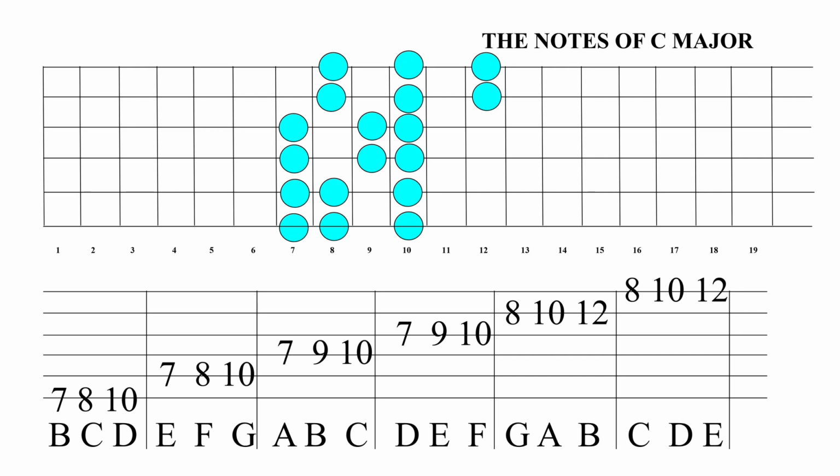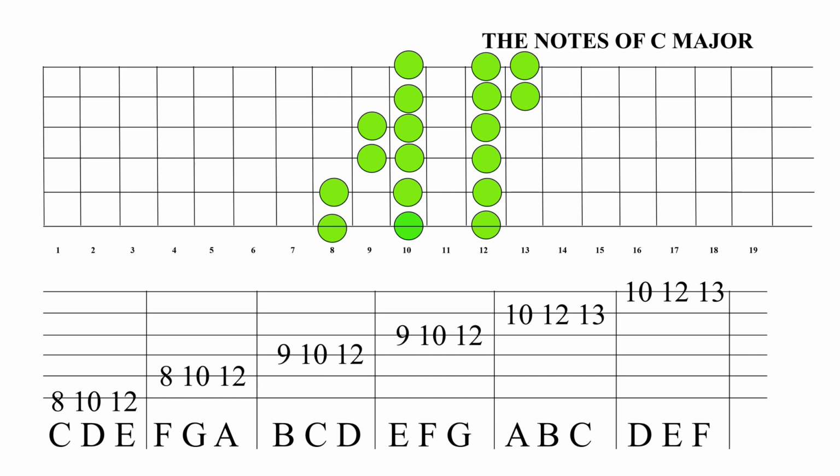Okay, moving on. Start on our 8th fret, which is a C note. We're going to have C, D, E, F, G, and A. So the first 6 notes make up the same shape. We're going to have 8, 10, 12, 8, 10, 12. Then we're going to have 9, 10, 12, 9, 10, 12. Then we're going to have 10, 12, 13, 10, 12, 13.